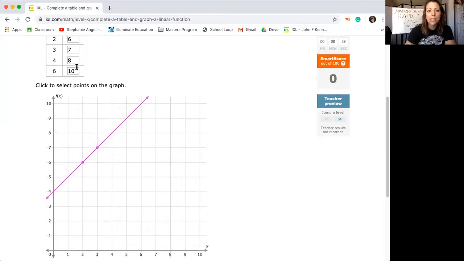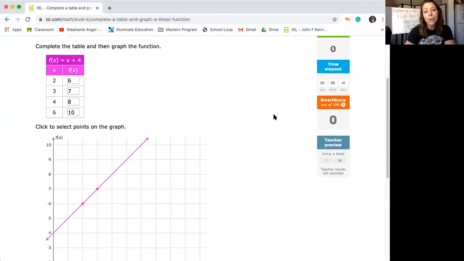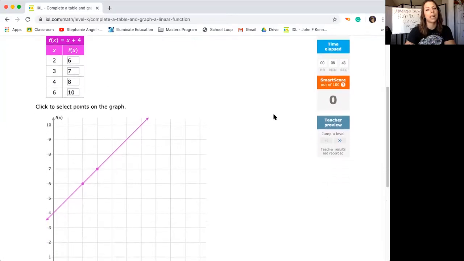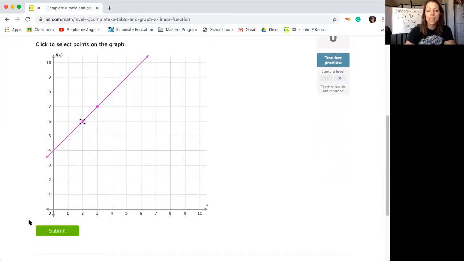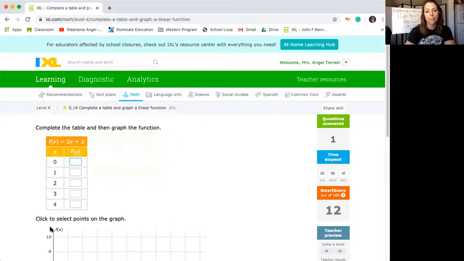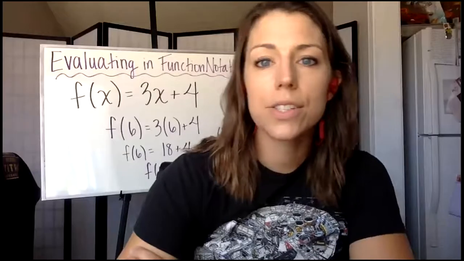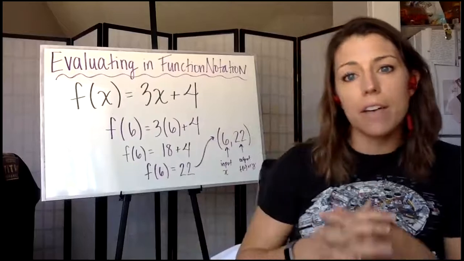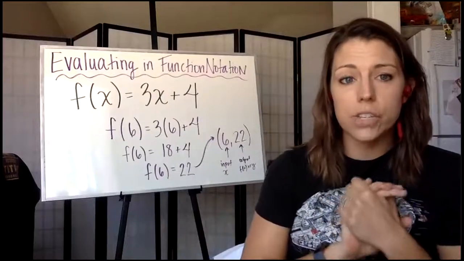yay. Now, if these other 2 points weren't on the line, then I would be a little bit worried because that means that I probably made a mistake. But in this case, they are on the line, so I feel pretty good about that. All right, so that's the basic premise of evaluating in function notation.